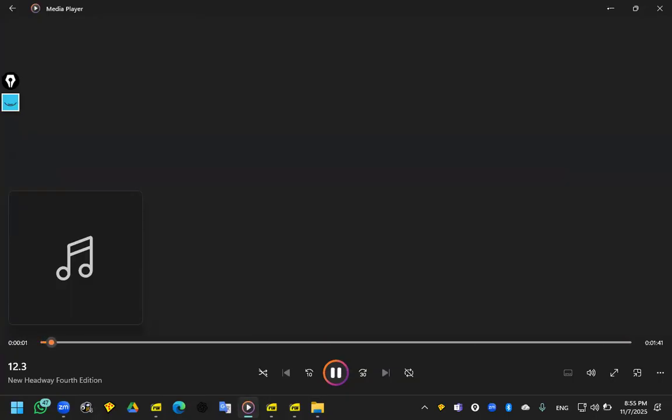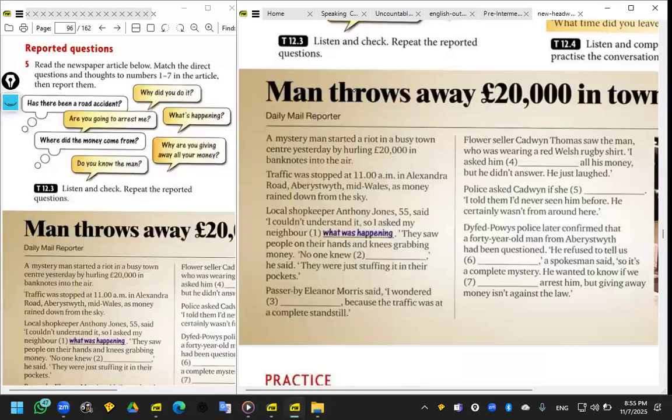Tape script 12.3. Man throws away £20,000 in town centre. A mystery man started a riot in a busy town centre yesterday by hurling £20,000 in banknotes into the air. Traffic was stopped at 11 a.m. in Alexandra Road, Aberystwyth, Mid Wales, as money rained down from the sky. Local shopkeeper Anthony Jones, 55, said, "I couldn't understand it, so I asked my neighbour what was happening."